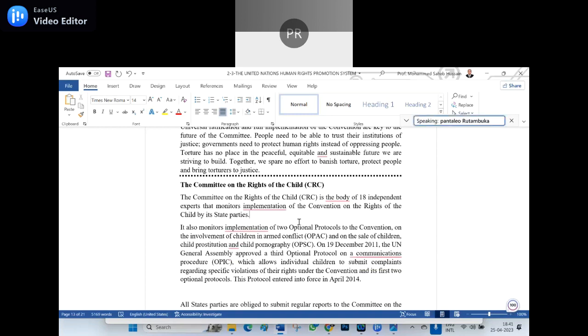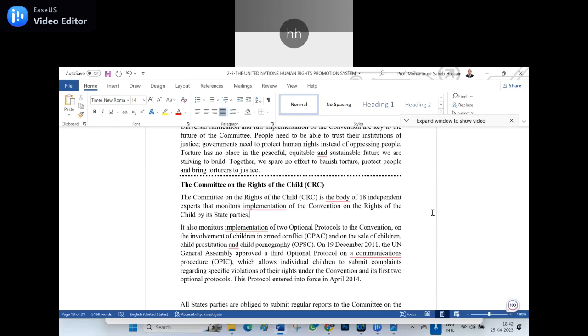Okay, it also monitors the implementation of the two optional protocols to the convention, CRC, on the involvement of children in armed conflict. Children should not be used for armed conflict. They should not be taken for conscription or draft, or for military training on how to use the AK-47. And on the sale of children, it should not be allowed, child prostitution should not be encouraged, and children should not be used for pornography. All this, OPSC and OPAC, that is child prostitution and child pornography, will be banned.